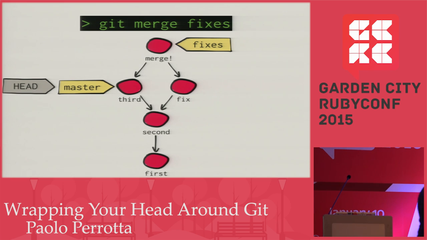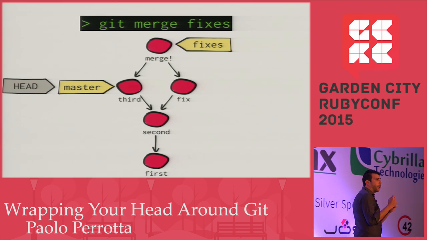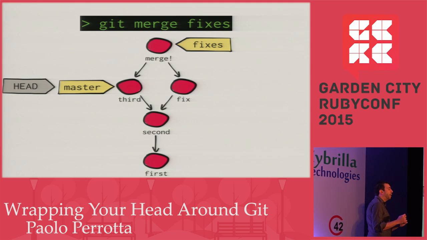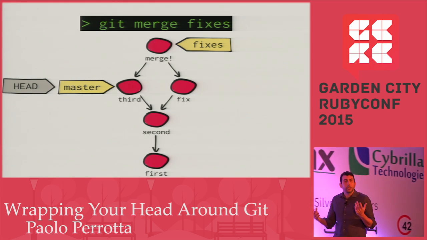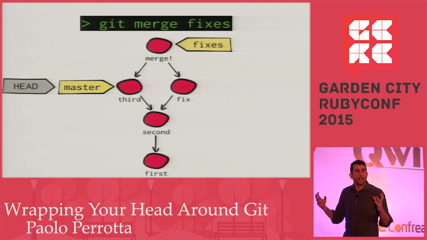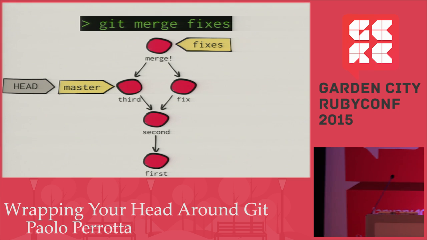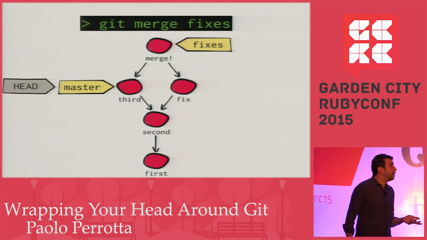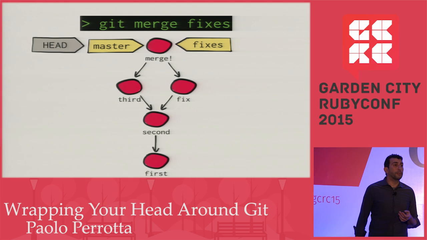OK, again, what are we trying to achieve? We are trying to get a point in time where everything is available that is also available in both master and fixes. But we already have this point in time, right? It's there. It's the topmost commit. So we don't need to create new commits with parents or stuff like that. Git is smart enough to say, hey, I'm going to reuse what I have. So what it does is that it just takes master and it moves it to the top of the chain.